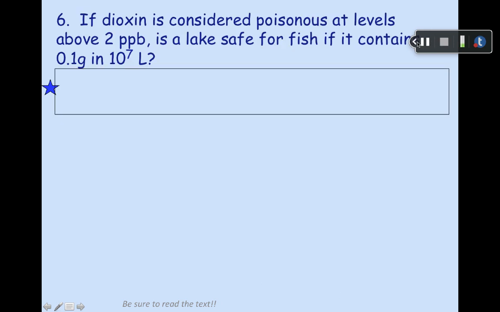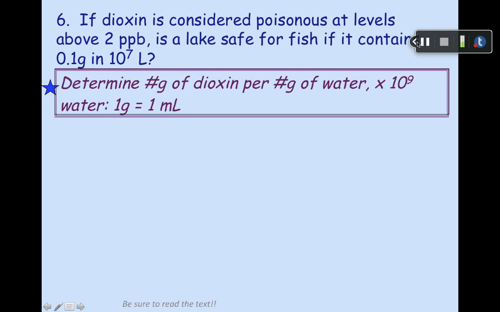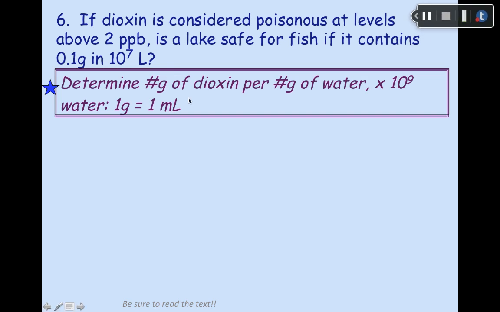All right, another example with parts per million, parts per billion, just to see if we can do these things correctly. It says dioxin is considered poisonous at levels above 2 parts per billion, and we want to find out if a lake is safe for fish if it contains 0.1 grams per 10 to the 7th liters. So again, you figure out how many grams of the substance and how many grams of the water, then you multiply by 10 to the 9th, remembering that water has a density of 1 gram per milliliter, gets you by when we're looking at liters up here.